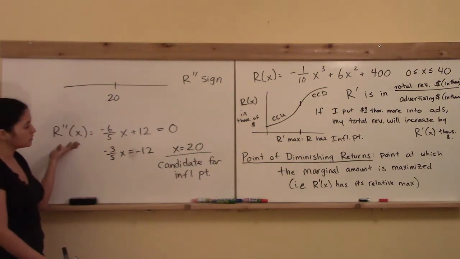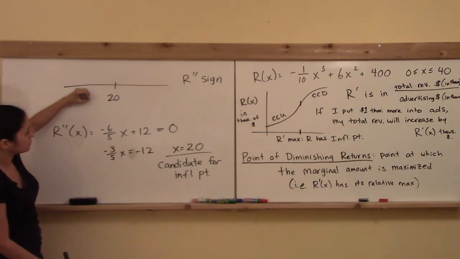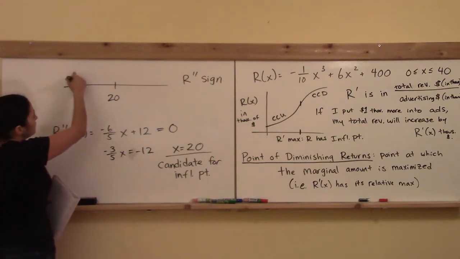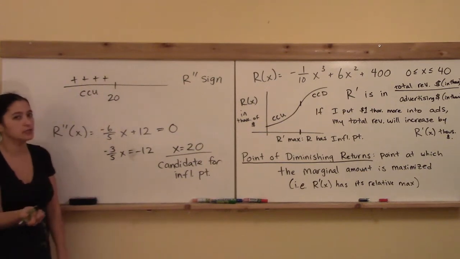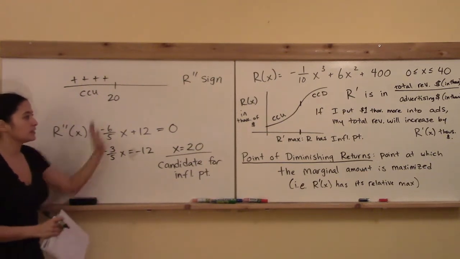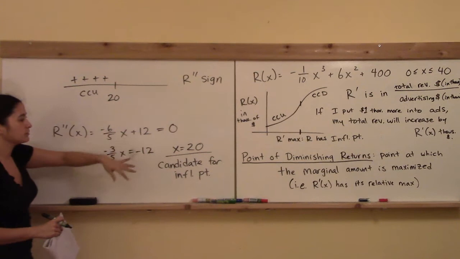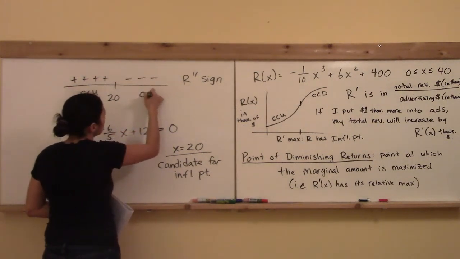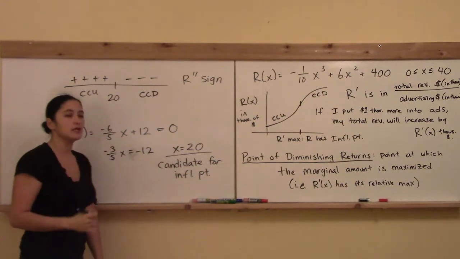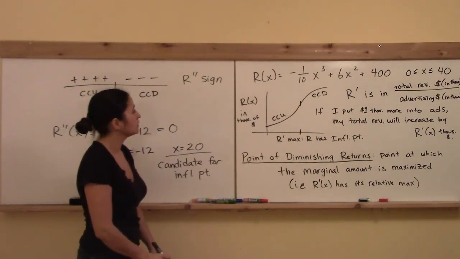Does that make sense? So we're going to plug in a test point x equals 0 here, and we get 12. Just like I thought, concave up all the way until x equals 20. Then if we plug in a really big number, x equals 30 over here or something, you see that would be negative. Minus, minus, minus. Just as we see on the graph, it's concave down when x is greater than 20.